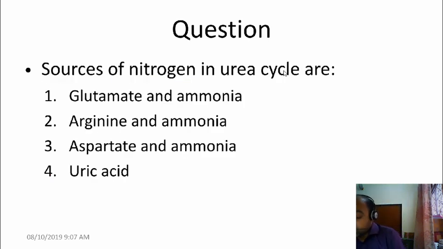Next question: sources of nitrogen in the urea cycle. If you have seen the urea cycle carefully, you should be able to tell us the sources of nitrogen. Your options are glutamate and ammonia, arginine and ammonia, aspartate and ammonia, and uric acid.